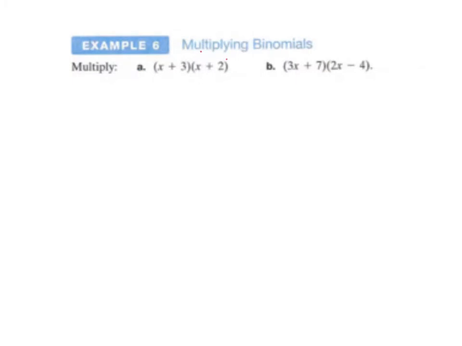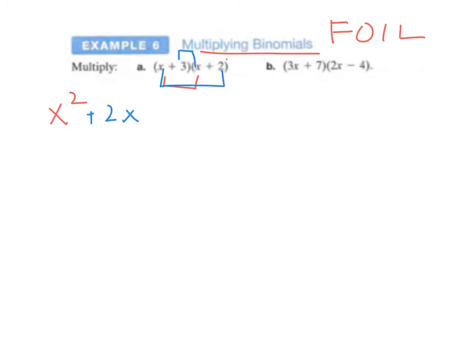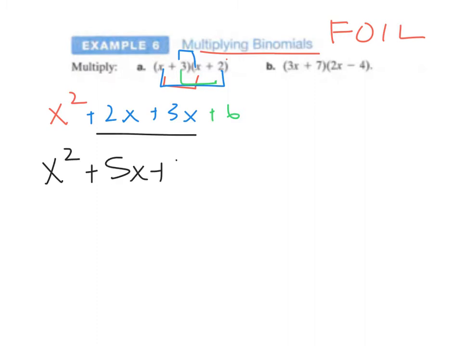Now to multiply binomials, we've already learned that method, which is FOIL. Now these aren't special ones, we're just going to do FOIL. So I'm going to go my first times my first, which is where we get x squared. My outside times my outside, 2x. My inside times my inside, which is 3x. And then my last times my last, which is 6. And when I combine the like terms, I end up with x squared plus 5x plus 6, because these get combined.